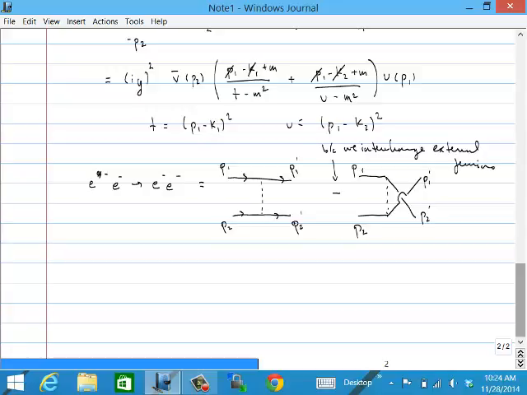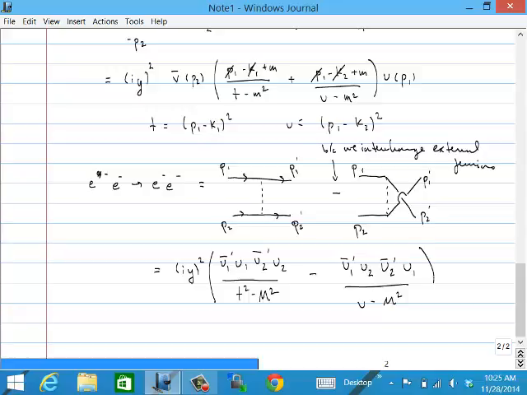Okay. So, for example, again, we have an i times the Yukawa coupling squared. In the top diagram, we have a U1 prime bar U1 and a U2 prime bar U2 over t minus m squared. And then in the second diagram, we have the U1 prime bar contracted with U2 and the U2 prime bar contracted with U1, all over u minus m squared. Okay.